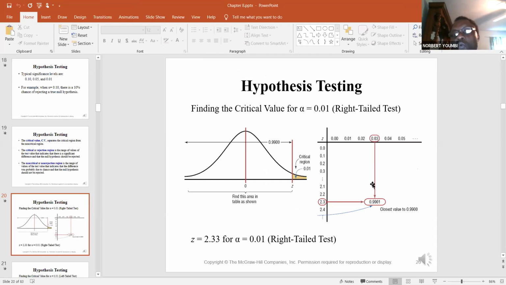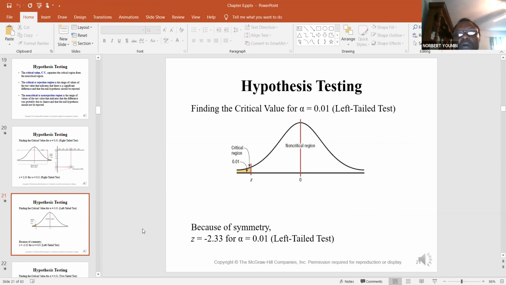As a student, what I will do is just to know that if I look for 0.01 on the table, because it's right, I will get a negative number. I will take the opposite as you did. But if you like, you subtract it from 1 and you get 0.99, this is the closest value to 0.99, and the z value corresponding to it is 2.33. Same thing for the left as we did.